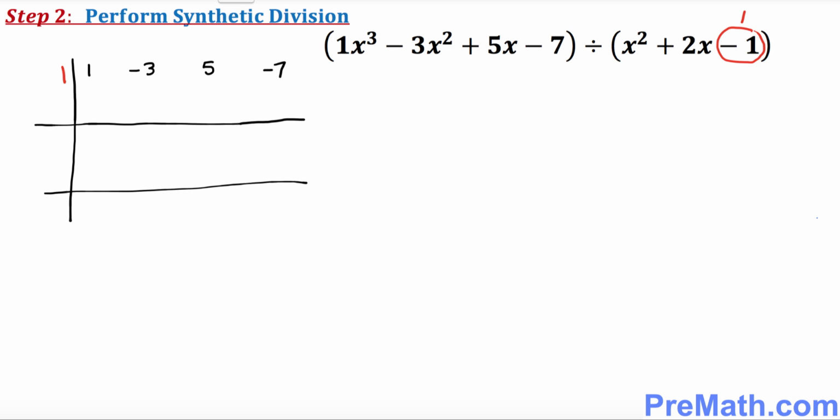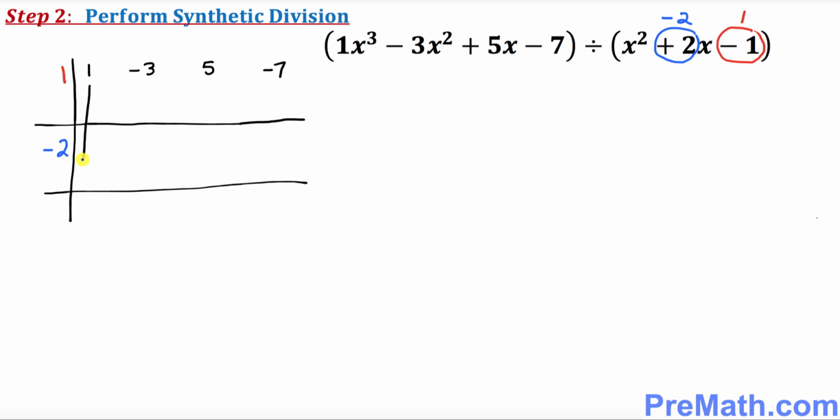Now I want you to focus on this number, the coefficient of x, which is +2. The opposite sign of +2 is -2. So -2 is going to go right up here in the second box. So now let's proceed with our synthetic division.